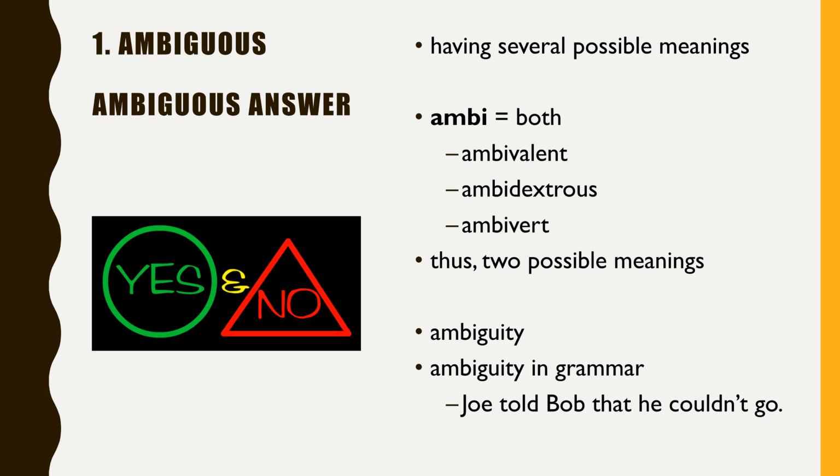You might hear about ambiguity in grammar. This is a grammatical error that you should be aware of in sentences like this. Joe told Bob that he couldn't go. And when you look at the pronoun he, we call that an ambiguous pronoun because that he could actually be Joe saying, I can't go, or that could mean Bob with Joe saying, hey, you can't go. So it could be interpreted either way, and that leads to ambiguity in the grammar.